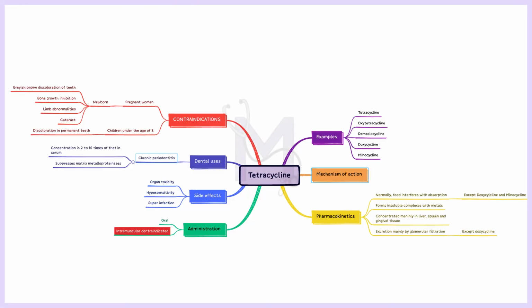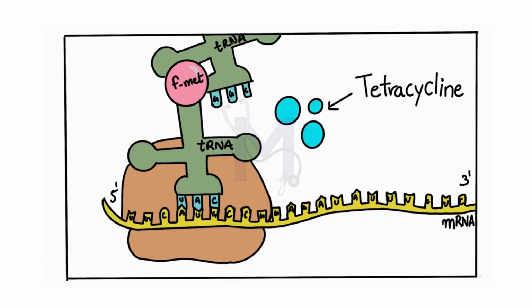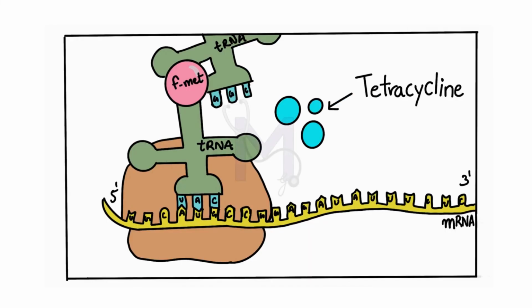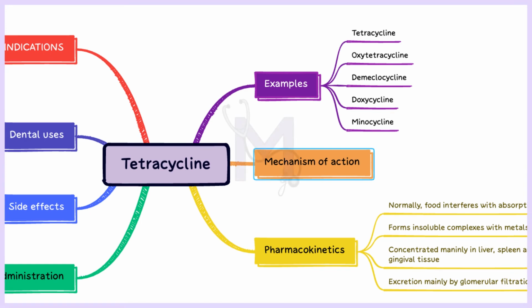To summarize all that we've learned today, tetracyclines are a class of broad spectrum antibiotics which have a wide range of use in our day-to-day life. A few examples of tetracyclines are tetracycline, oxytetracycline, demeclocycline, doxycycline and minocycline. These drugs act by interfering with the binding between the aminoacyl tRNA and the mRNA ribosome complex. This stops the synthesis of new proteins, leading to its bacteriostatic effect.